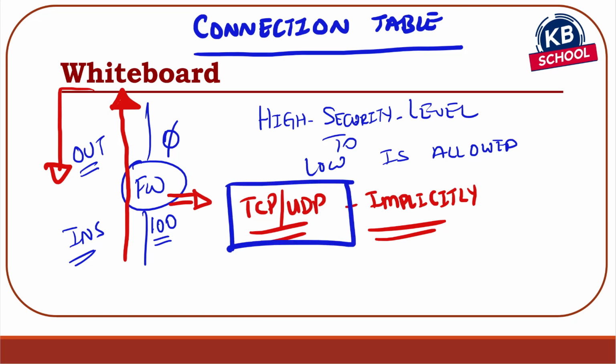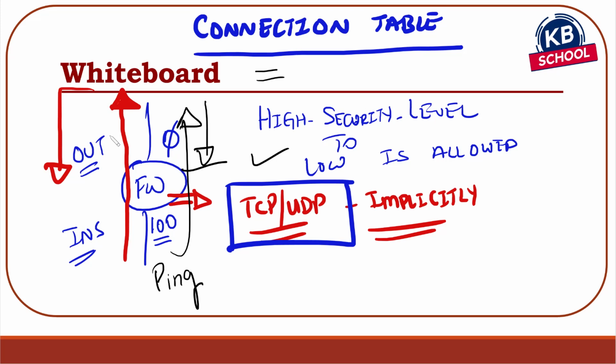So if you sit on the inside and try to do a ping, although the ping will go out because all traffic is allowed from high to low, because it was not inspected, there won't be any entry for the return traffic, so it will be blocked coming back because there's no connection entry.